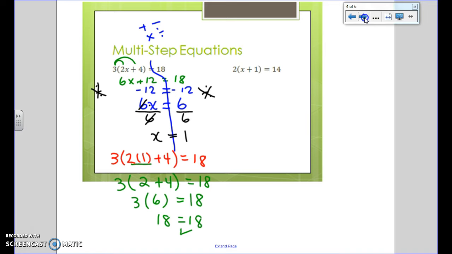Okay? So again, I'm probably going to have you check your answers as well, and it's the same process we've been using for the last 2 or 3 weeks now. We're going to take out the variable and put in what we believe the solution to be. Okay? Let's take a look at another one here.